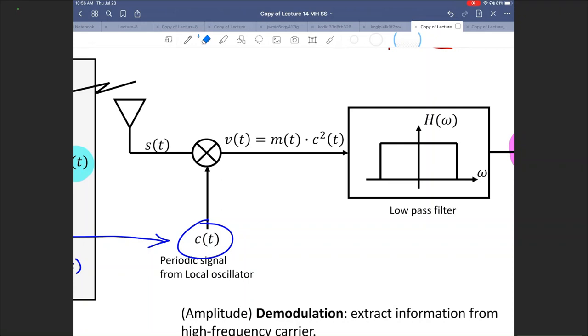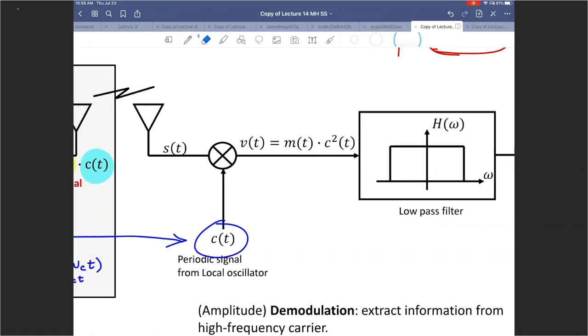So Clara, you bring up a very, very important point. Is C of t derived from the same local oscillator? No, it's not, because it's a local oscillator.